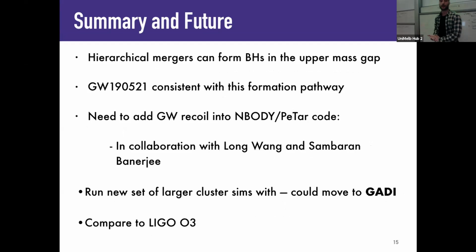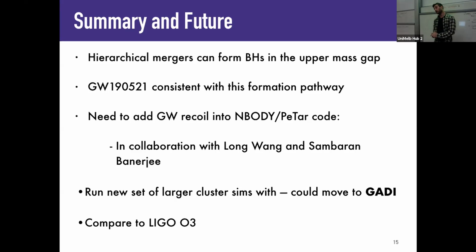So just to summarize and talk about the future, you can use hierarchical mergers to form black holes within the upper black hole mass gap. It's just hard to then retain such black holes within binaries. But it's still a consistent pathway to form GW190521.